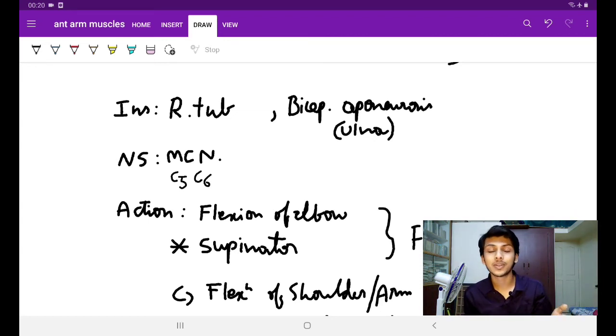Where did we study it? The musculocutaneous nerve is a branch of the lateral cord of brachial plexus. What is its root value? It's C5, C6, C7, isn't it? For biceps, there is more contribution by the C5 and C6 segments. It has a very interesting clinical significance. We'll study that now. See here, guys.